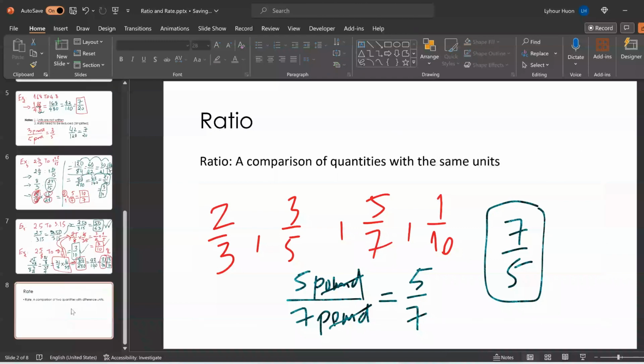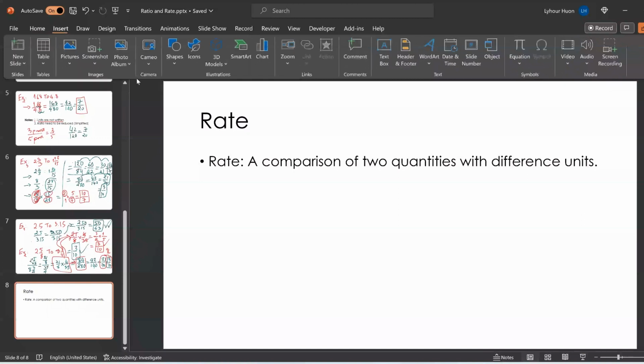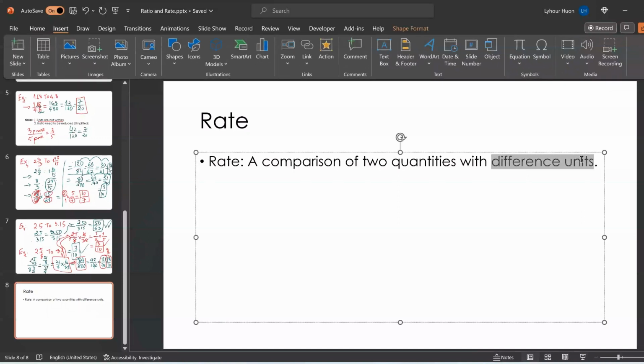But the rates, you always see something like, okay, let's... Do I have to take notes on this? Because it's basically the same thing, it's the different things, like the opposite things. Okay. So the rate is a comparison of two quantities with different units. Ratio is with the same units.